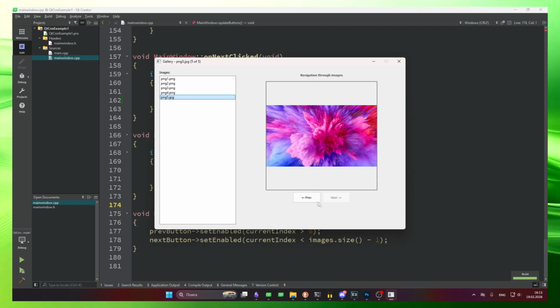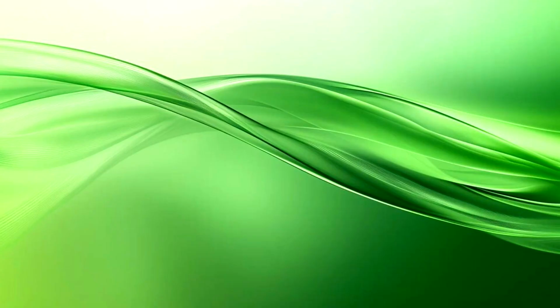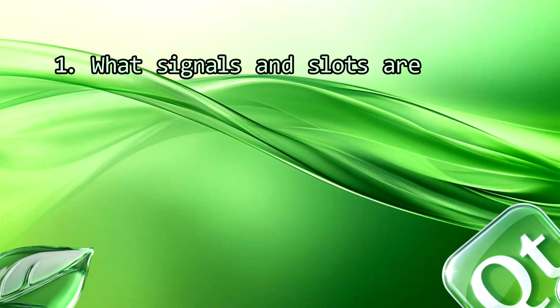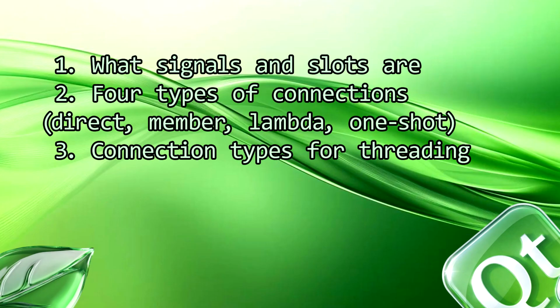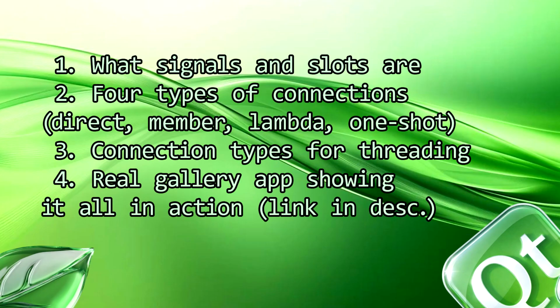Users love that stuff. Alright, so what did we cover today? We learned what signals and slots are, compared to a radio. We discussed 4 types of connections: direct, member, lambda and one-shot. We also covered connection types for threading. And we viewed the real gallery app showing it all in action.